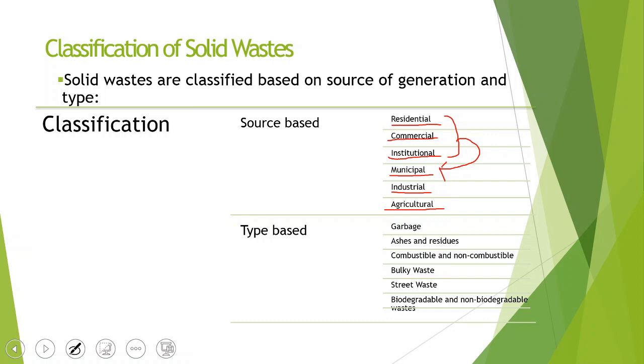Second classification is type waste. In this, the first is garbage. This refers to animal and vegetable waste resulting from handling, sales, storage, preparation, cooking, and serving of food. Garbage comprising these waste contains rotting organic matter which produce an obnoxious odor and attracts rats and other vermin. It therefore requires special attention in storage, handling, and disposal.